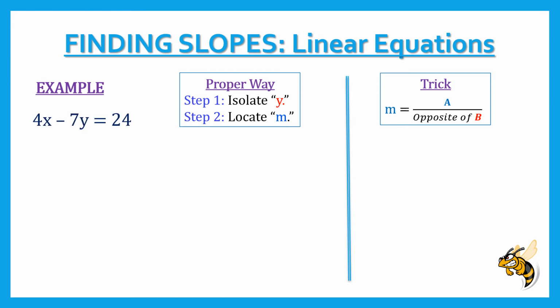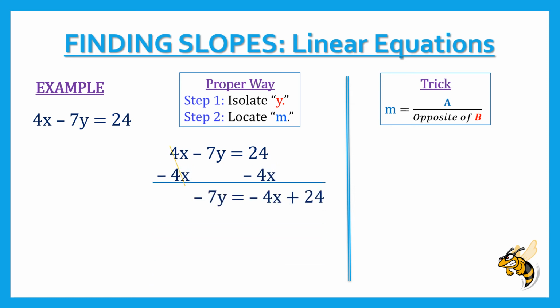Example, 4x minus 7y is equal to 24. The opposite of positive 4x is negative 4x. So now we're left with negative 7y equals negative 4x plus 24. We need the y to be in a singular state, so we're going to divide everything by negative 7. Rule of thumb, it's like the letter L, and numbers along the L should always be exactly the same.